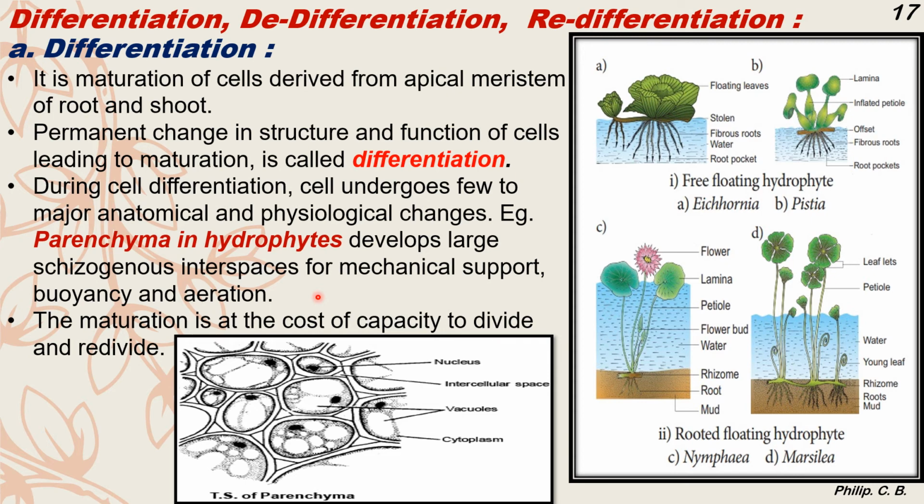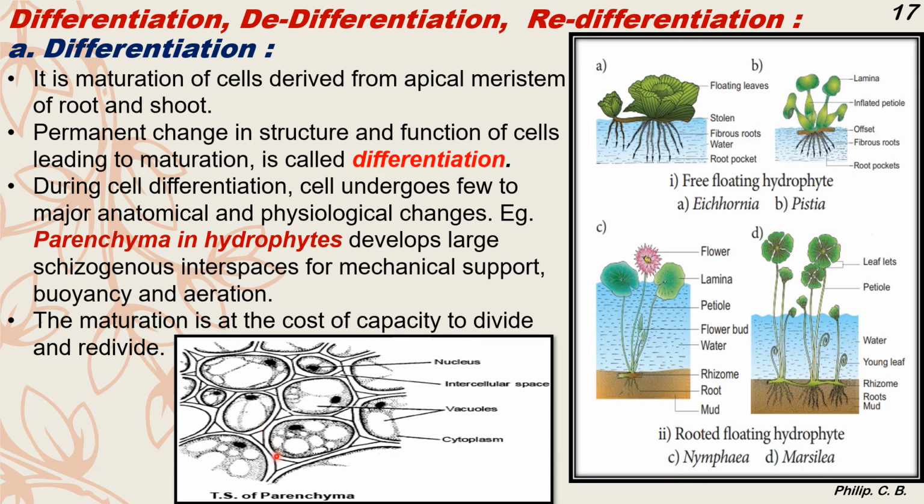So parenchyma in water plants, how we can see the differentiation which helps them for mechanical support, for buoyancy, that is floating in water, and for aeration, which helps in taking up oxygen. The maturation is at the cost of capacity to divide and redivide. So it helps not only to mature but also further to divide and redivide.